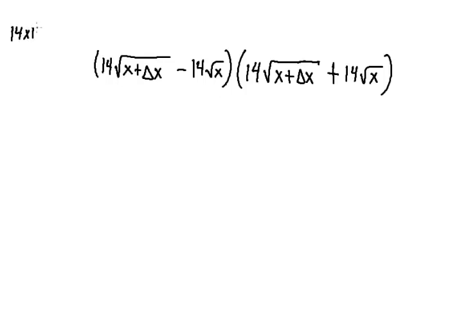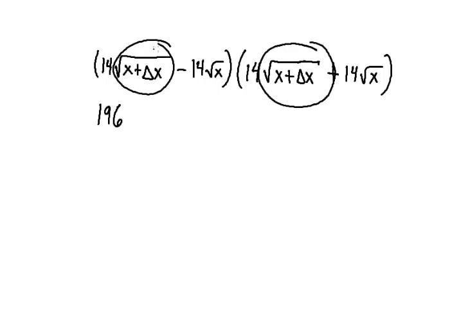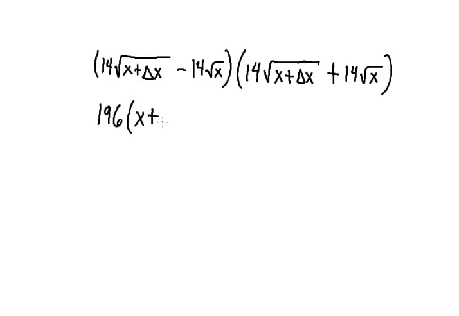14 times 14 will be 196, right? So 196 will be the answer for 14 times 14. And then when you multiply, notice that it is the identical or the same exact root. When you multiply the same root, what happens is that you release the inside terms of that root. You release the argument. So I'm just going to copy this inside parentheses.